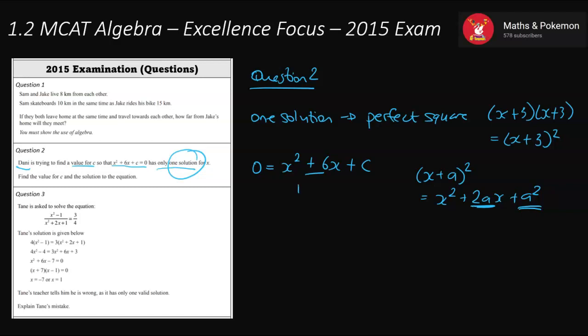And if we link to that, so 1/2 of this number here is equal to 3. And we're going to square it to find c. So 3 squared is equal to 9. So we know our factorized quadratic is going to be x squared plus 6x plus 9.